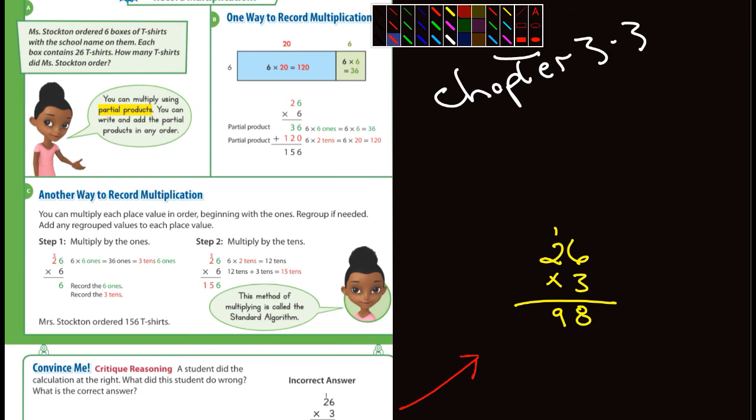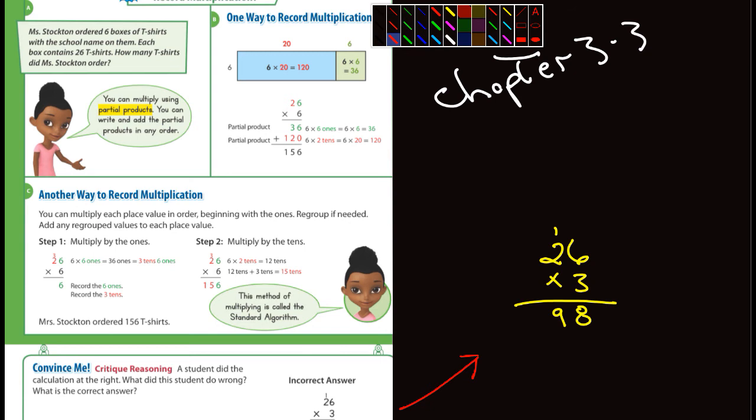It says Miss Stockton ordered 6 boxes of T-shirts with a school name on them. Each box contains 26 shirts. How many T-shirts did she order? And it says here you can multiply using partial products. You can write and add the partial products in any order. And this whole section, 3-3, it's just multiplying 2-digit numbers by a single-digit number.